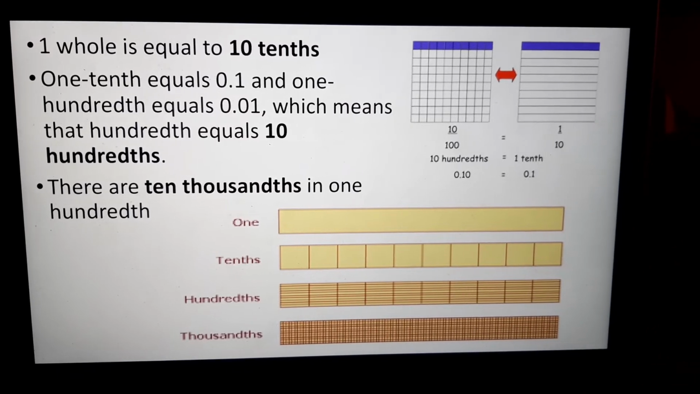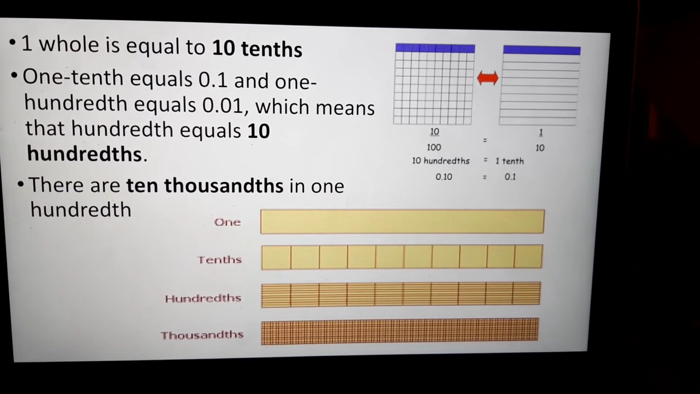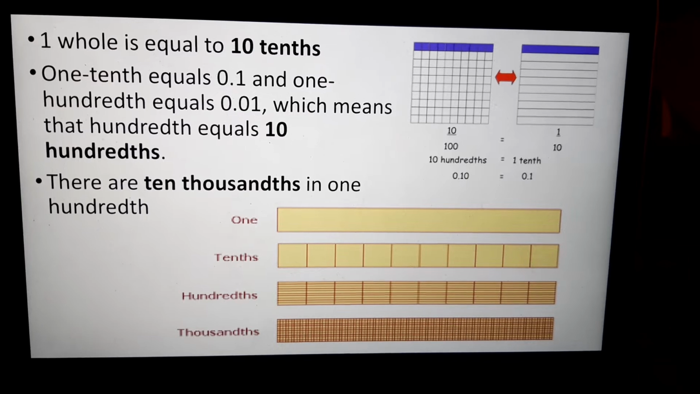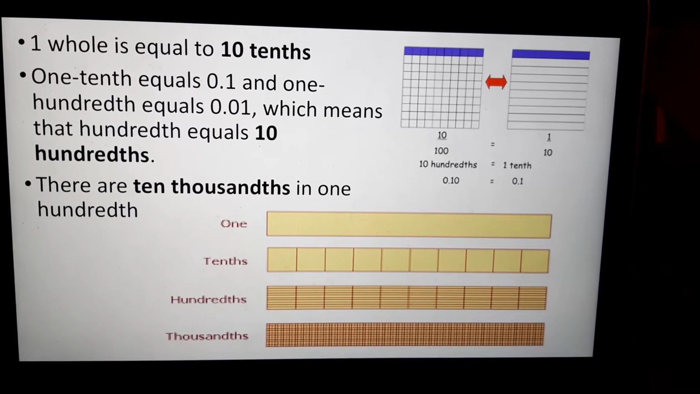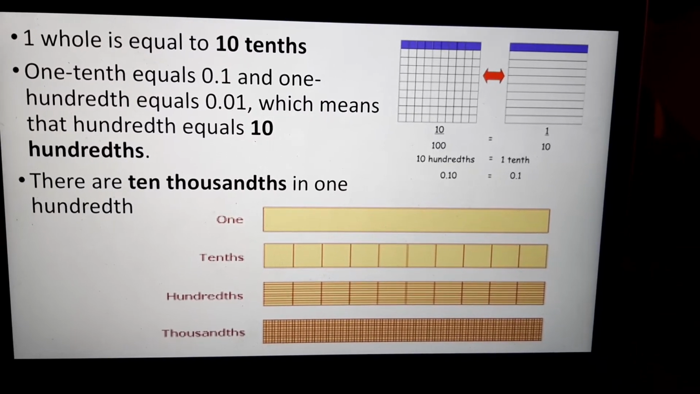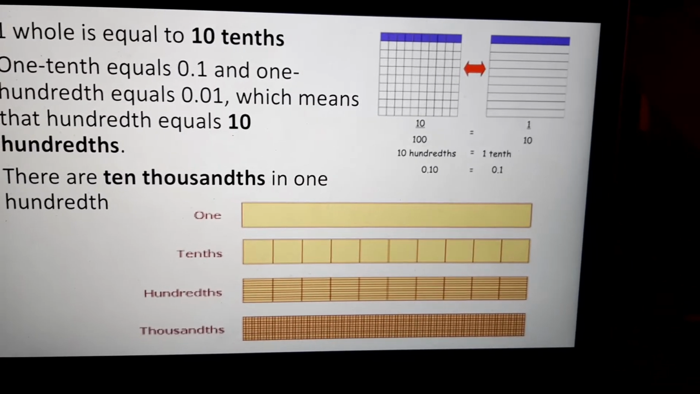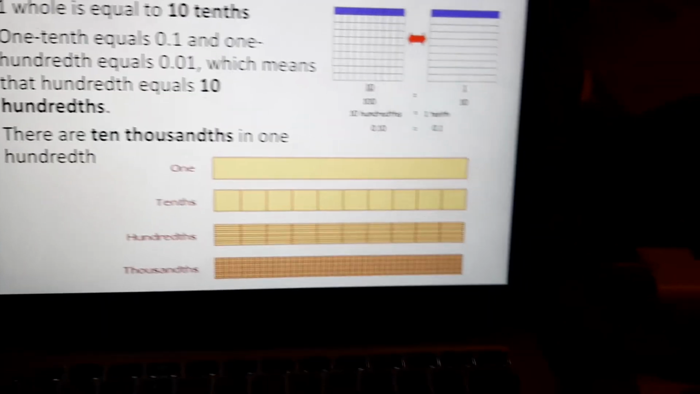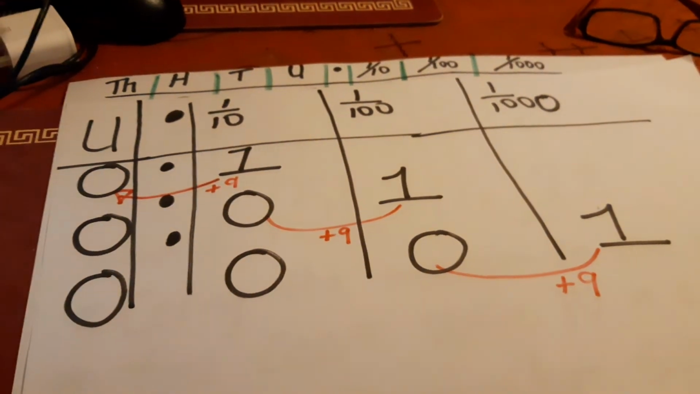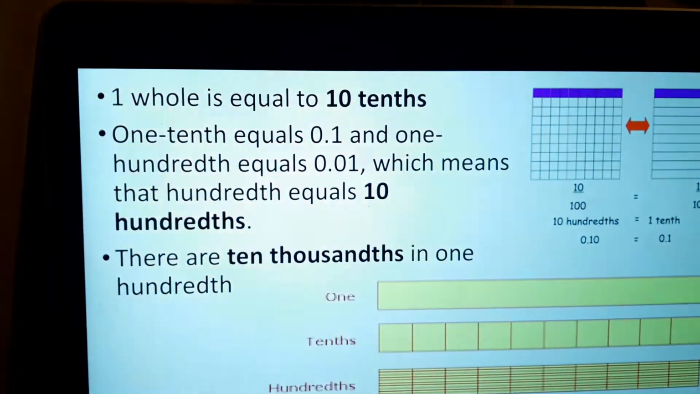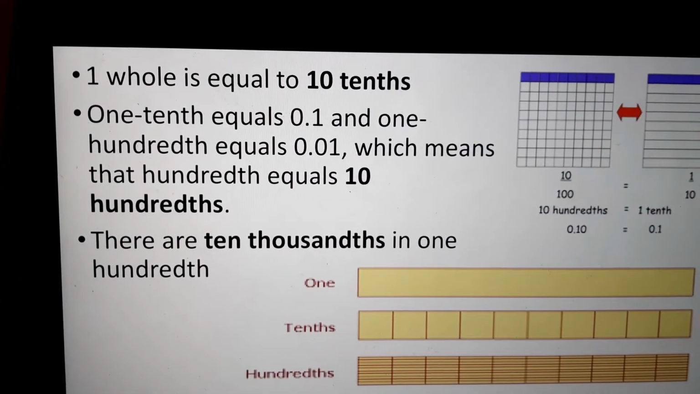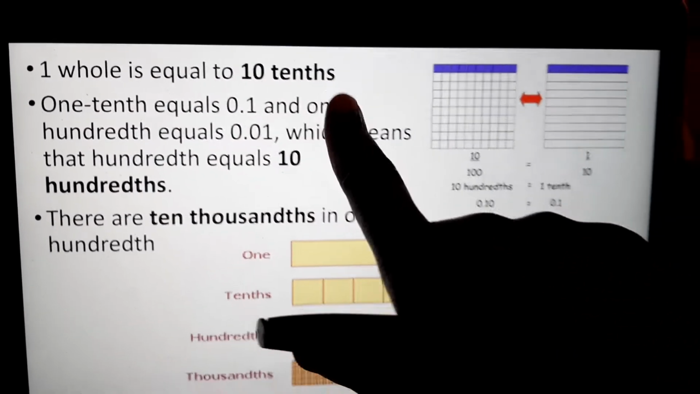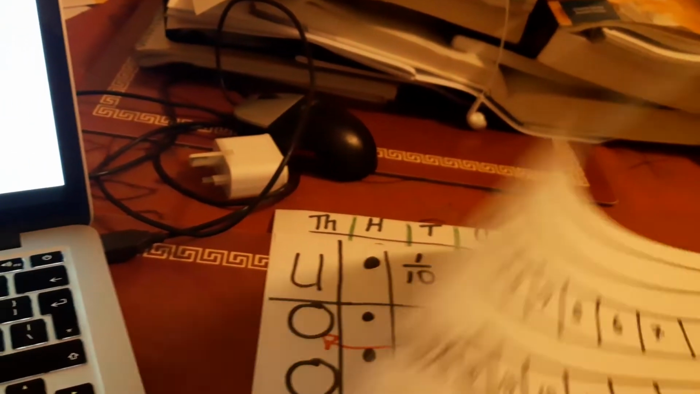So 1 whole is equal to 10 tenths. 1/10 equals 0.1, and 1/100 equals 0.01, which means that 1/10 equals 10 hundredths. This is just mentioning what we've just seen, which is on this paper. 1/10 is equal to 0.1, and 1 whole is equal to 10 tenths.